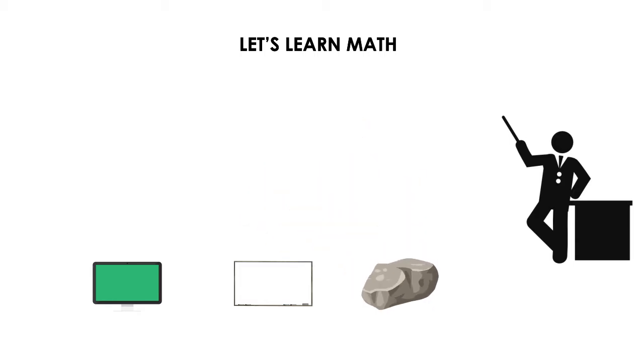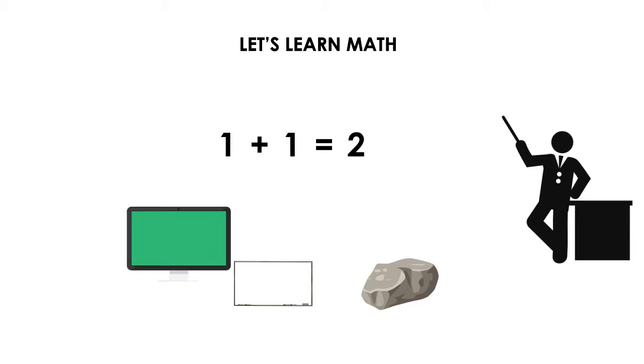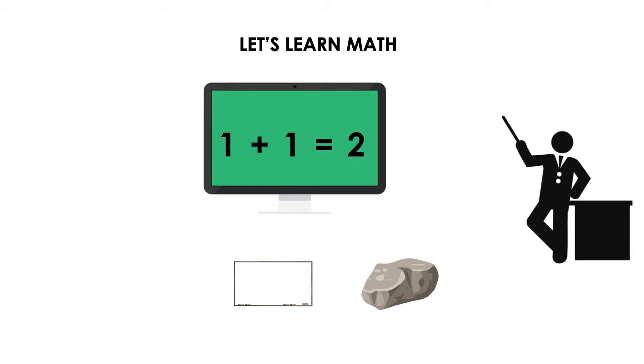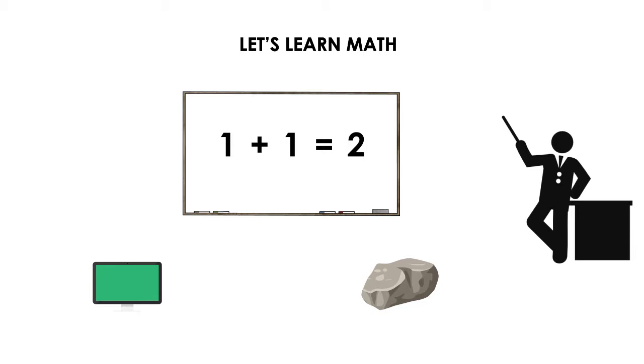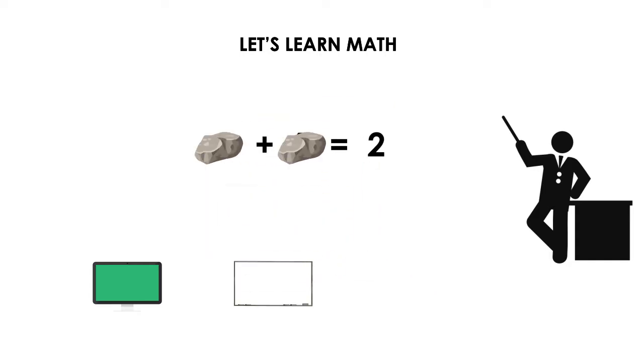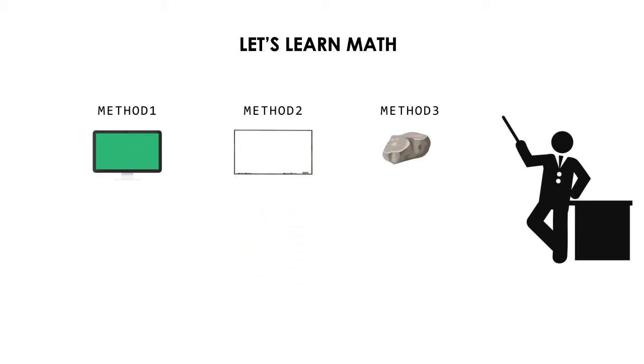So if I want to say 1 + 1 is equal to 2, I can use a video to do that, right? That's one method. Or I can go to the board and I can place 1 and 1 and I say 2. That's another method. And I can get some rocks and I put one rock and another rock, and that makes 2 rocks, right? So all these are methods. It's just simply ways of doing something.